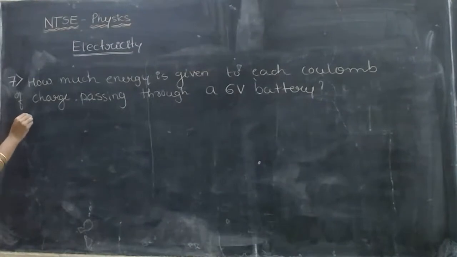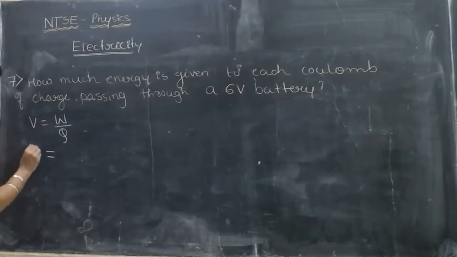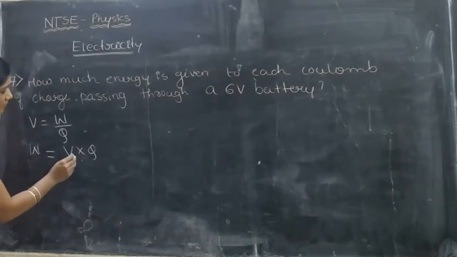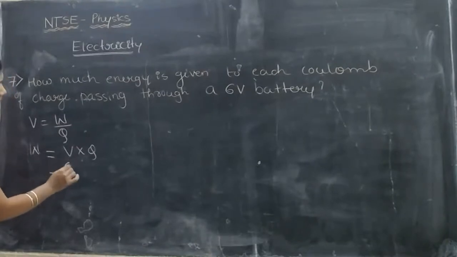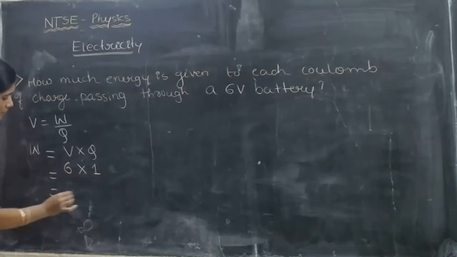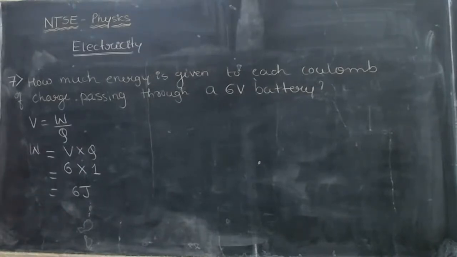Again, same formula. Potential difference V equals to W by Q. W we want to find out. So, W becomes V into Q. Then what to do? 6 volt is there. 6 into 1. Each coulomb means 1 coulomb. It's very simple twist questions. V is 6. Q is each coulomb means 1 coulomb. So 6 is answer. 6 joules is the work done. Whenever they ask how much energy is given, you have to find out the work done only. To do the work, energy is needed, no? That's why we find work done.